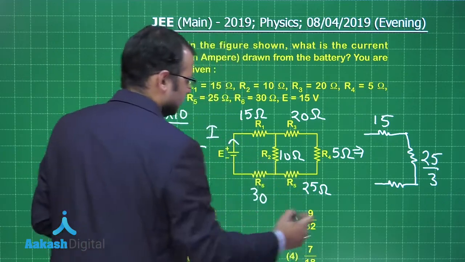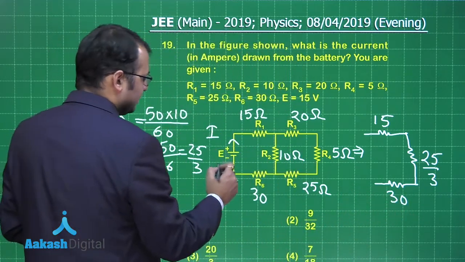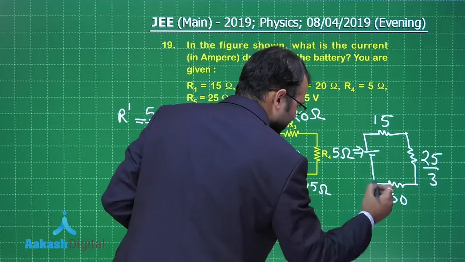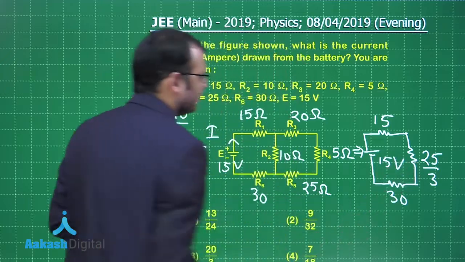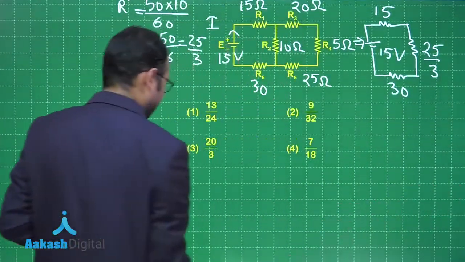and the one which is downwards is 30, right? And the value of E which is given is 15 volts. So here is the cell which is having 15 volt, right? So when you solve this, it's easy to find the net resistance here.